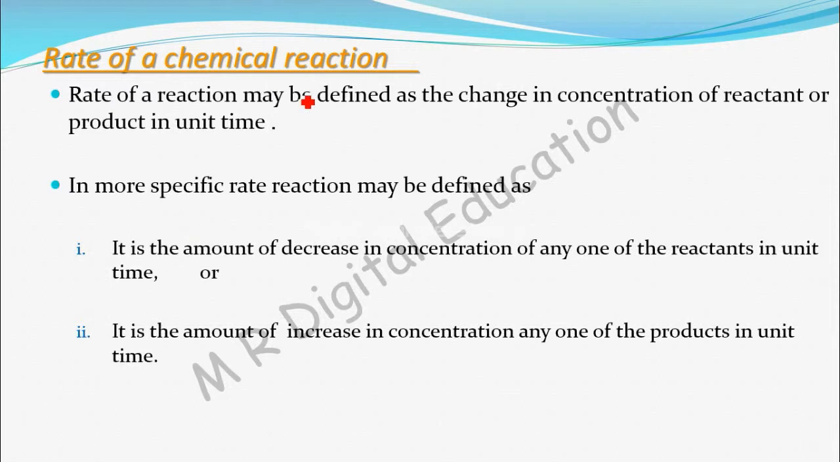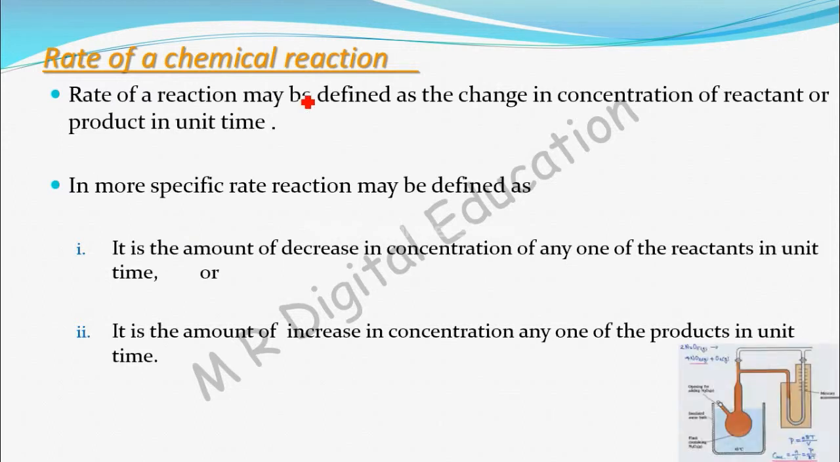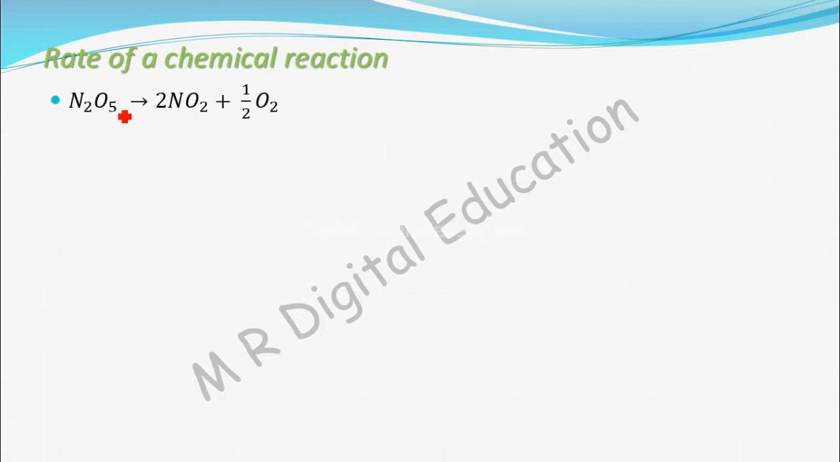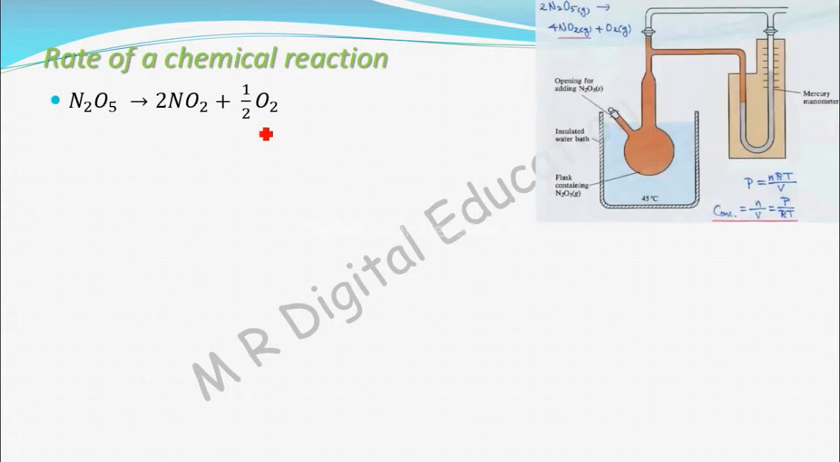Let's see this one through an experiment. See this reaction, decomposition of N2O5 into NO2 and O2 gases. Decomposition of N2O5 gas into NO2 and O2 gases. Let's see an experiment of this. Take some amount of N2O5 in this flask. From this opening, fill some amount of N2O5 and pack it. Some amount of N2O5 is there.